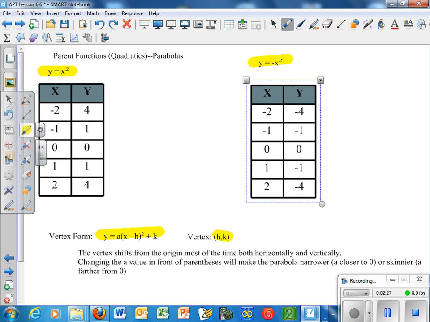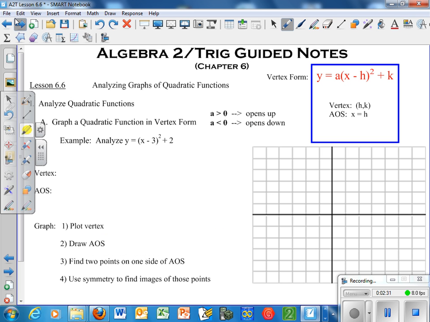So if we actually get into the lesson itself, you didn't have to write anything down, I just wanted to talk about how they're related to those two basic graphs that hopefully you're pretty familiar with. So now we'll get into the title of the lesson, which is Analyzing Graphs of Quadratic Functions. Graphing a quadratic function in vertex form.